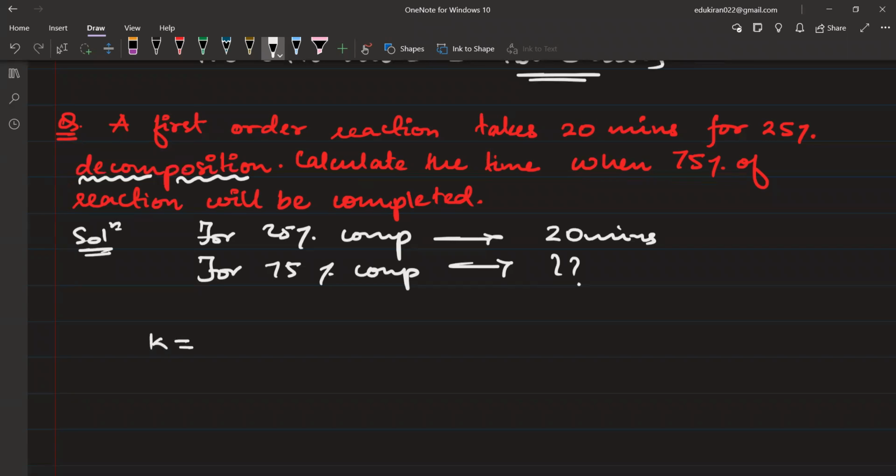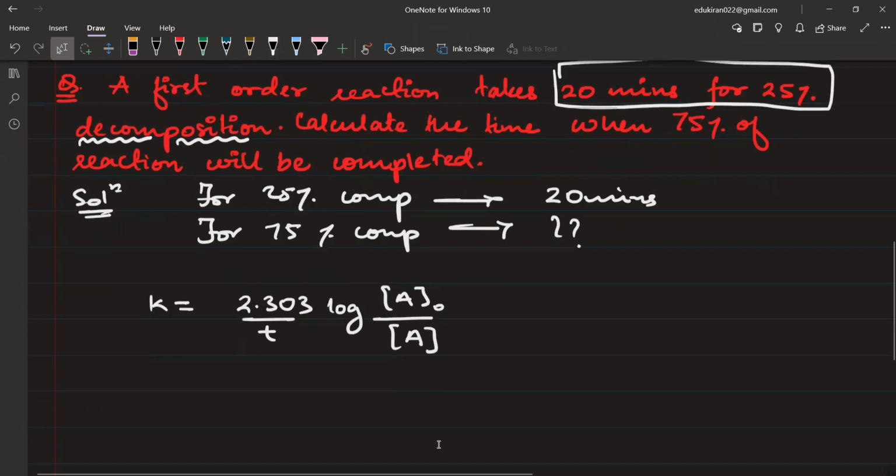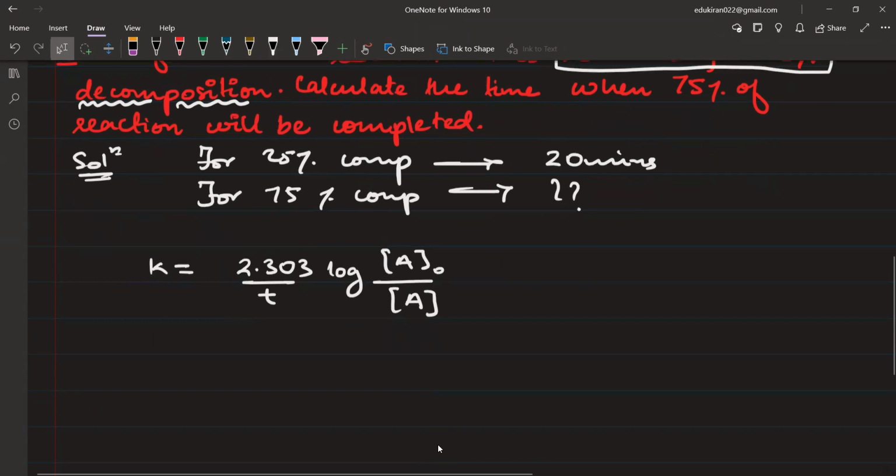K will be equal to 2.303 divided by time, log of A naught upon A. So my idea is that using this information, I am going to calculate the K. How can I calculate? See, in the first case, when it is 25% completion.